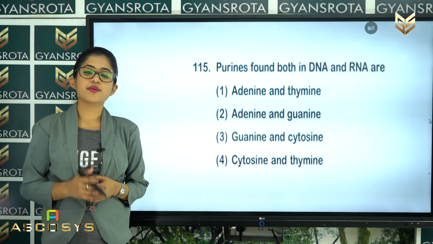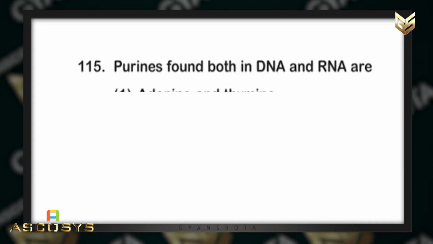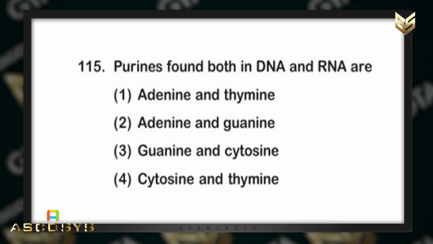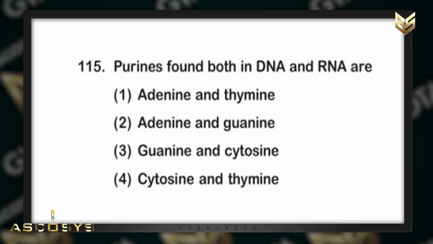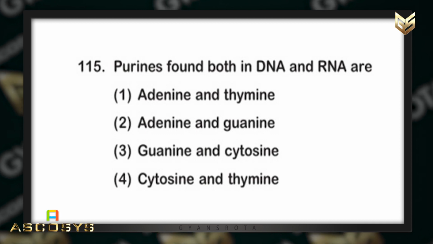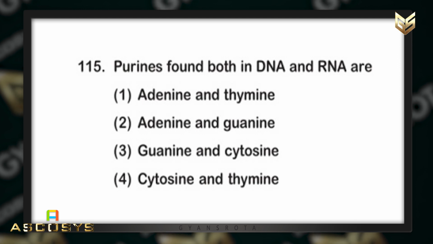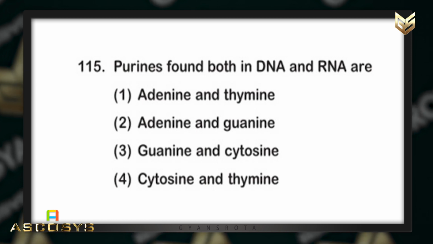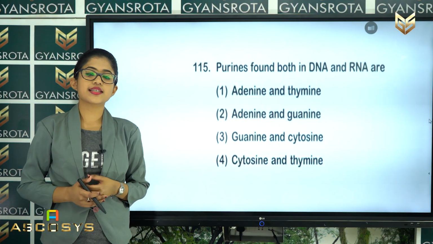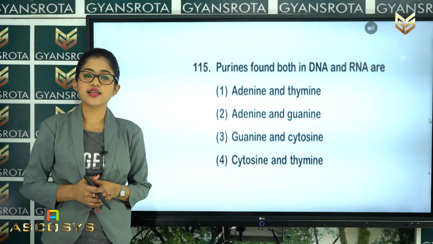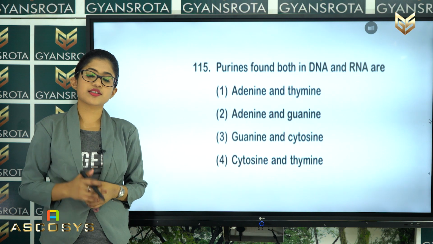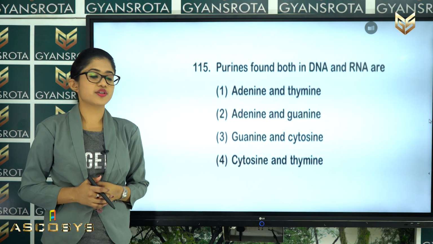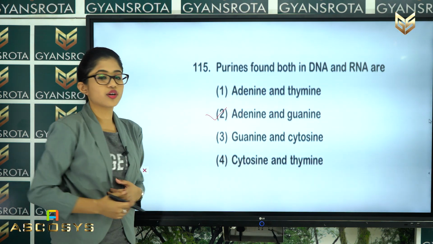So in this question number 115, purines found both in DNA and RNA are: option number 1, adenine and thymine; option number 2, adenine and guanine; option number 3, guanine and cytosine; and the fourth option is cytosine and thymine. So we have generally seen this in the chapter human genetics. So which among them is the correct option?